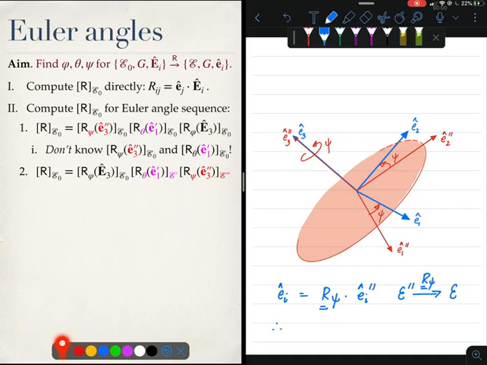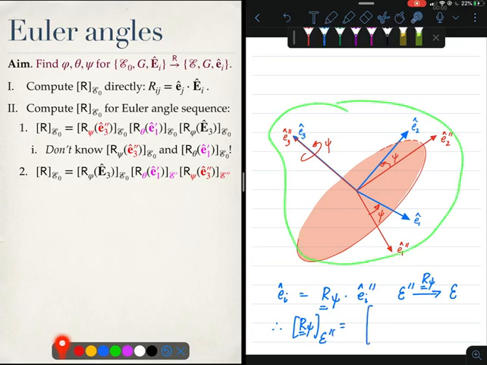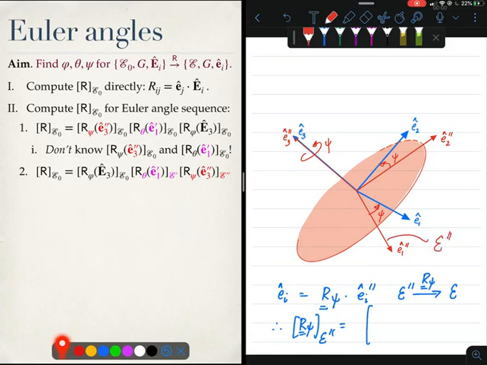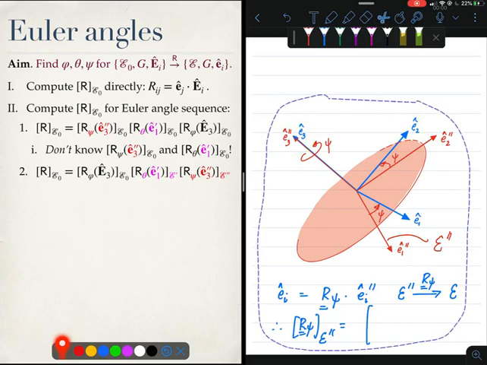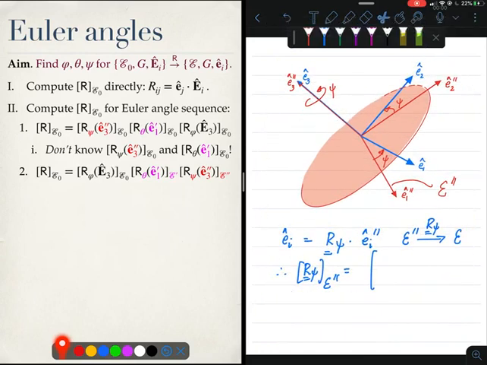So therefore R psi in E double prime must be, again, as you can see in this picture, a simple 2D rotation. I am simply rotating the red, which is the E double prime, about one of its own axes, E3 double prime, to produce the blue one. Okay, let me create some space by shifting everything up.